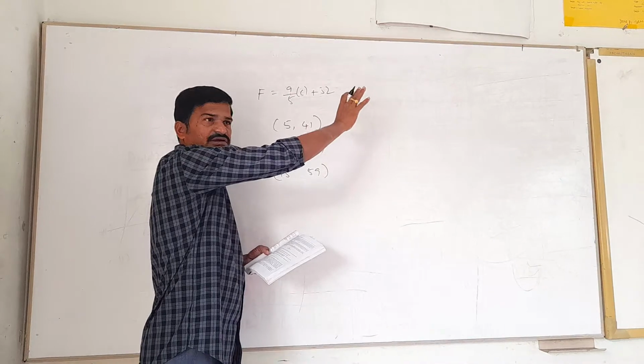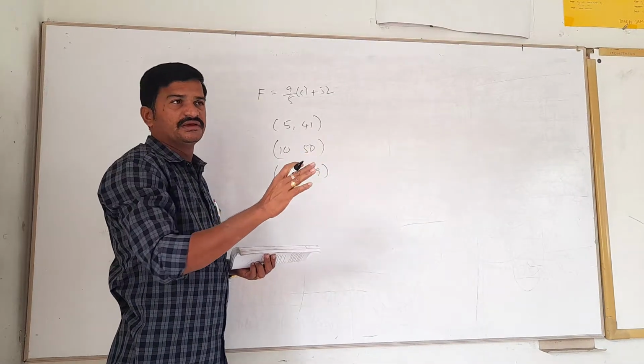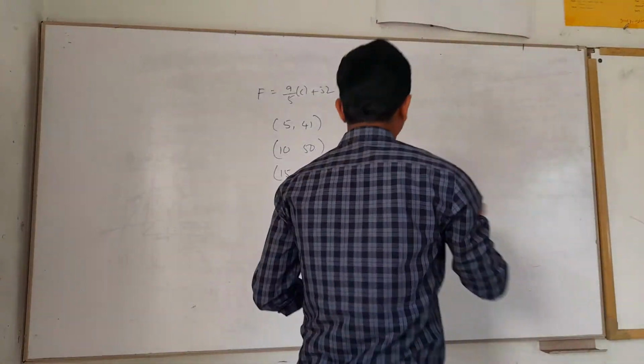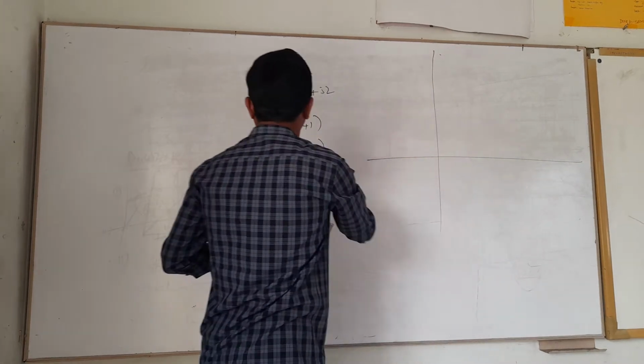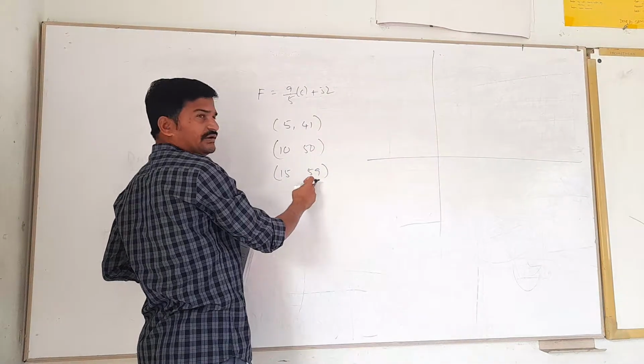Have you marked that? Have you drawn the graph? Have you drawn it or not, on a graph sheet? Okay? Has anyone drawn it, who wants to show me? Suppose, let us take like this. 5, 10, 15. These are the 41, 50 and 59.